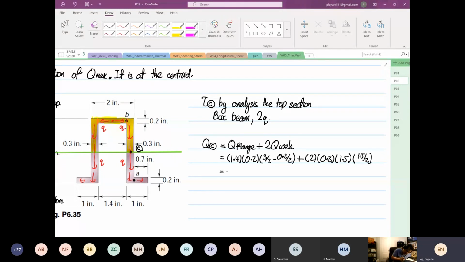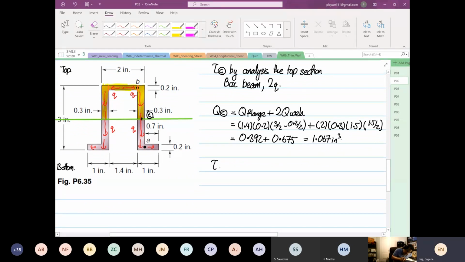So we get 0.392 plus 2 times 0.3 times 1.5 times 1.5 divided by 2, 0.675. So this will be equal to 0.392 plus 0.675 is equal to 1.067. Okay, so 1.067 inches to power 3.